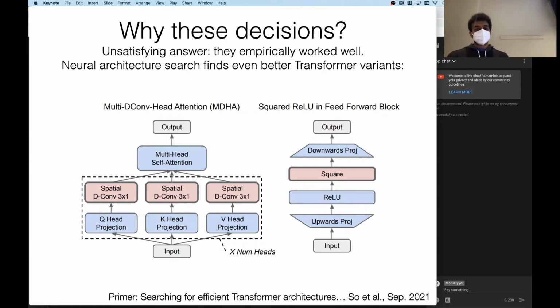It's kind of sad, but every time you have a question like, why is this component in a particular place in the network? The answer is probably that it seemed to work well in the experiments, but we don't know anything more than that. And if you give a computer enough time, it can probably find a much better configuration. So if you're interested in this, you can check out this paper and see how they actually apply the neural architecture search.